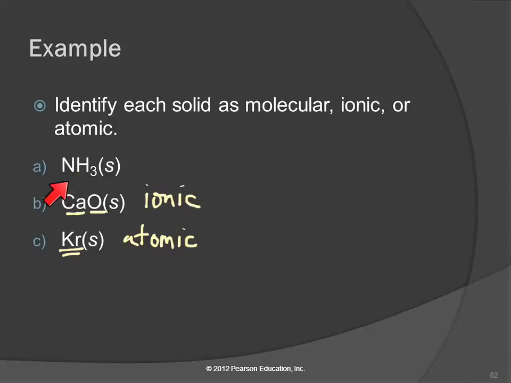NH3 is nitrogen and hydrogen. Is nitrogen a metal? No. Is hydrogen a metal? No. But they're not the same, so this isn't an element, it's a compound. If it's not ionic, it's not atomic, it must be molecular. So this is a molecular solid. Okay, that's all you have to do for questions like this.